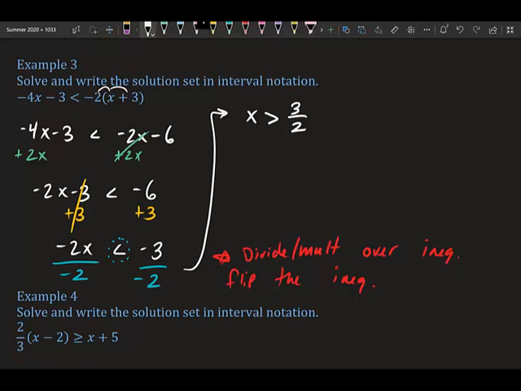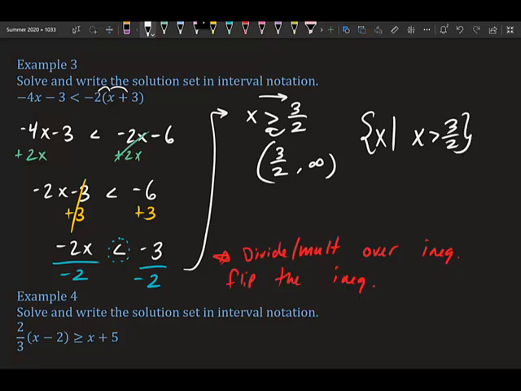So we have a single inequality. So since we have a single inequality, the arrow is pointing to the right. So we have infinity on the right. And that's 3 over 2. There's no line underneath, so parenthesis. In set notation, I know it doesn't say it, but let's do it anyway. So set notation, it would be x such that x is greater than 3 over 2.